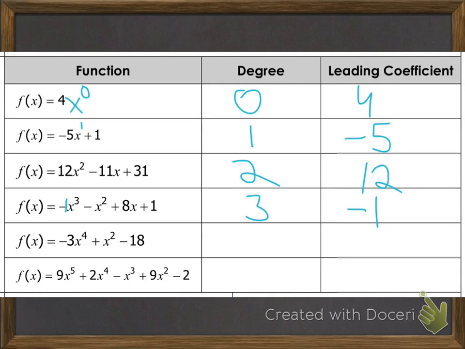So now, next function. Our highest degree is going to be 4, and the leading coefficient that goes with x to the 4th is negative 3. Last one, our highest exponent is going to be 5, and the leading coefficient that goes with x to the 5th is 9. Pretty straightforward.